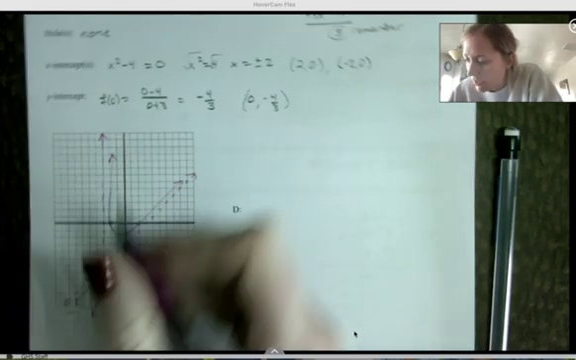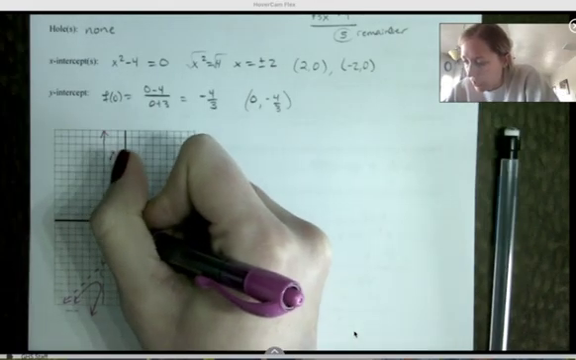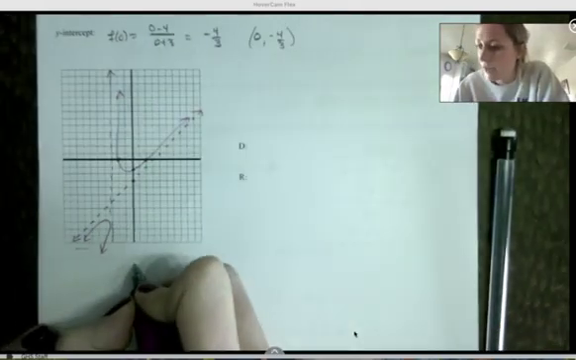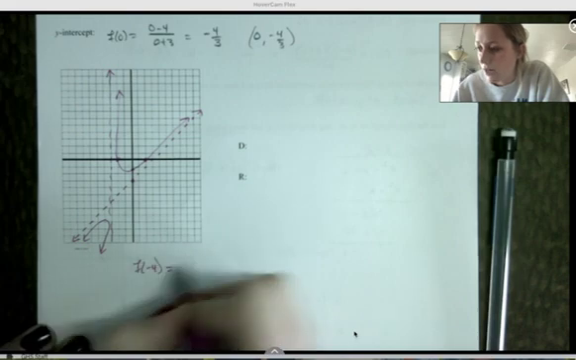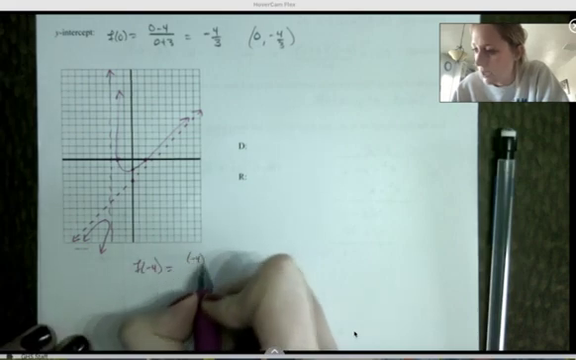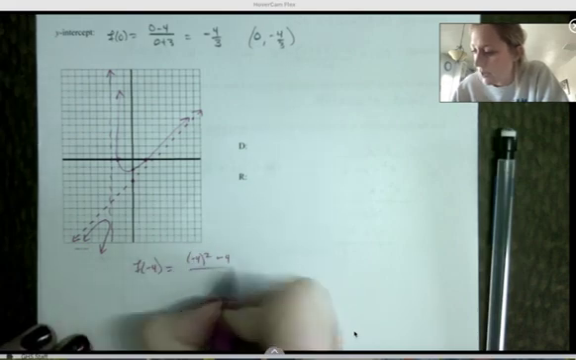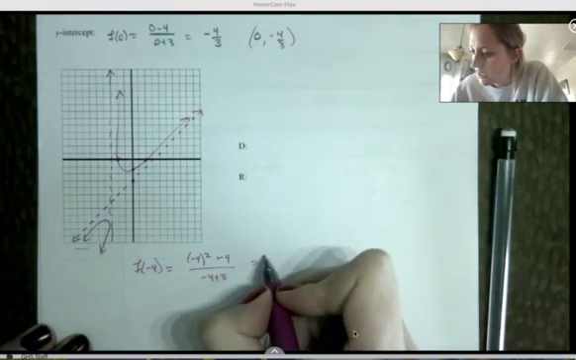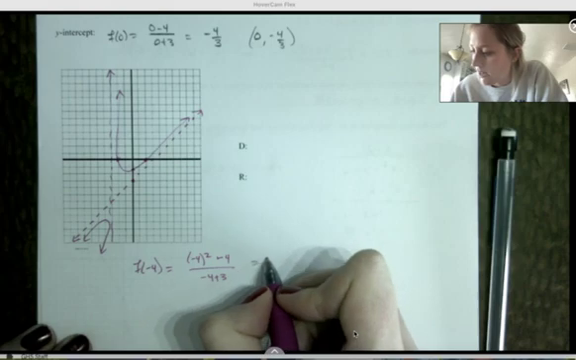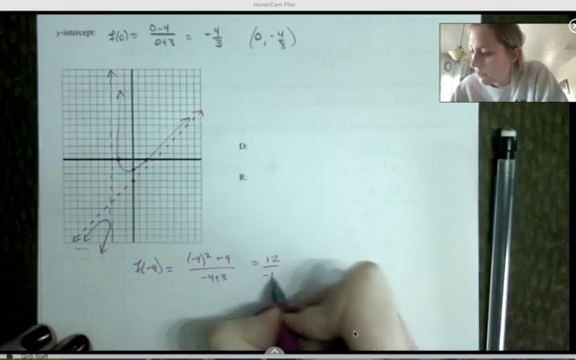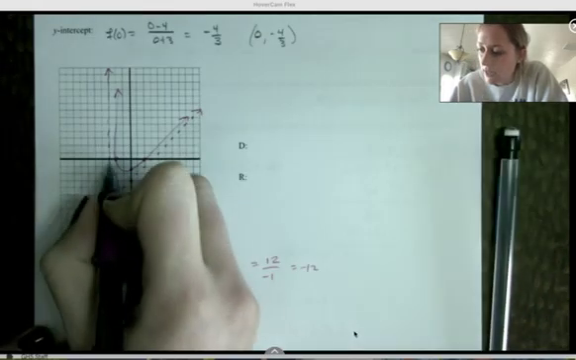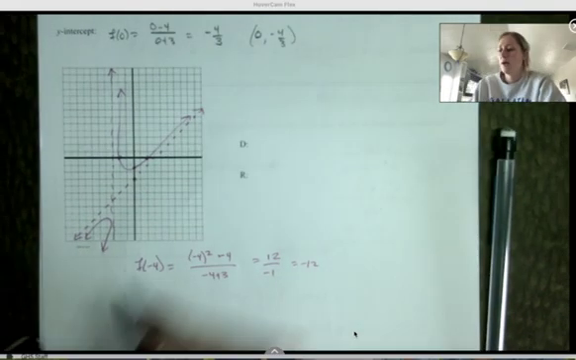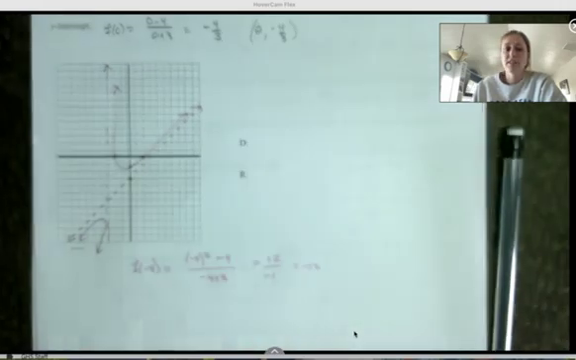We could plug in negative 4 to check that. So if I were to find f of negative 4, let's see, we got negative 4 squared minus 4, over negative 4 plus 3, so we get 16 minus 4 is 12 over negative 1, so negative 12. So at negative 4, I should be down at negative 12. So I'm actually lower, but that's going to be opposite always.